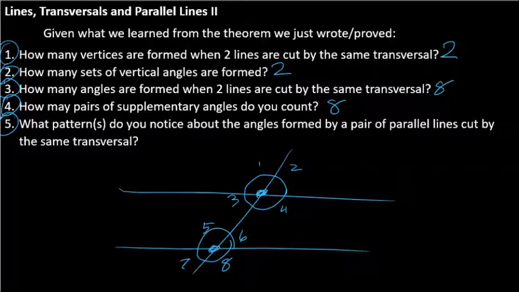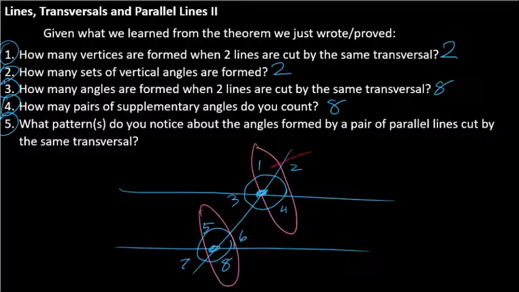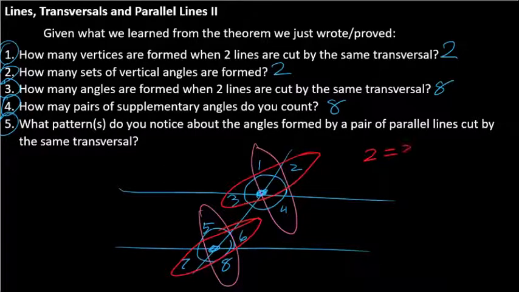What patterns do you notice about angles formed by parallel lines cut by the same transversal? Okay, the pattern that we notice is that corresponding angles are congruent. Okay, so angle 2 is equal to angle 3 is equal to angle 7 is equal to angle 6, right? And angle 1 is equal to angle 4 is equal to angle 5 is equal to angle 8.